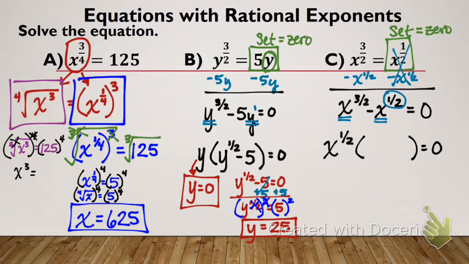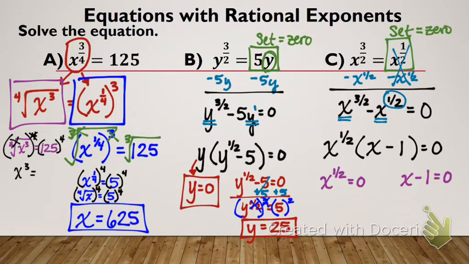Did you have a question, Logan? Oh, got it. If I take an x to the 1/2 power out, what would I be left with? X minus 1. This is fully factored. What do I do with each of those factors now? Set them equal to 0. X to the 1/2 equals 0. X minus 1 equals 0.